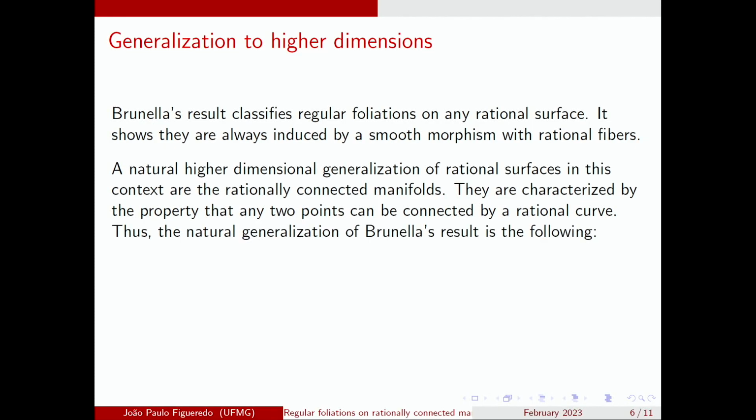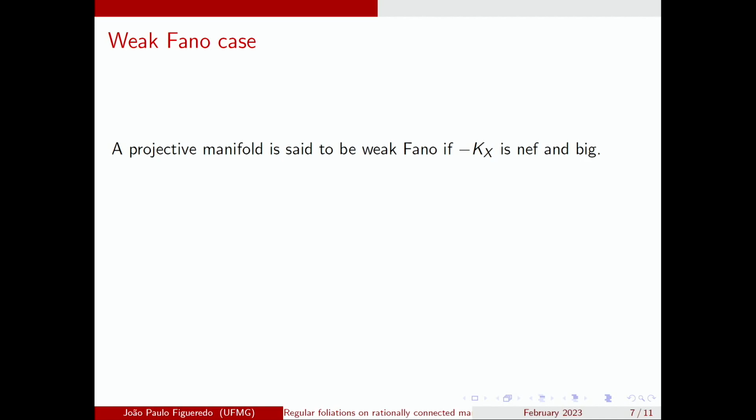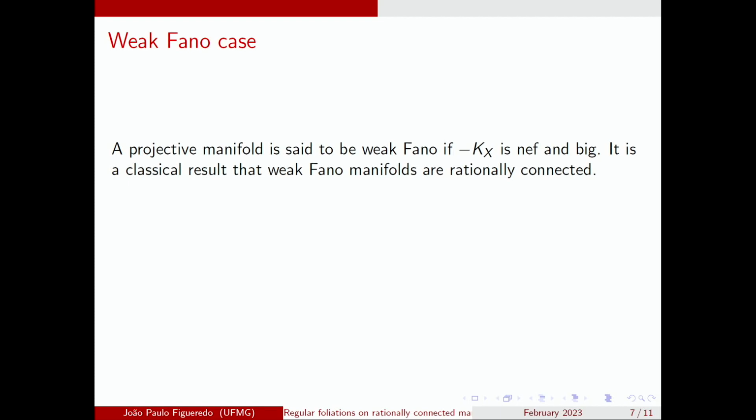A conjecture which generalizes these results by Brunella is the following conjecture made by Frédéric Touzet. If you consider a rationally connected manifold X and a regular foliation on X, then this foliation will also be induced by a smooth morphism with rationally connected fibers. One instance of this conjecture are the weak Fano manifolds. Weak Fano manifolds are a generalization of Fano manifolds, manifolds whose anticanonical bundle is nef and big, and it's proved by Druel that the conjecture holds for weak Fano manifolds.